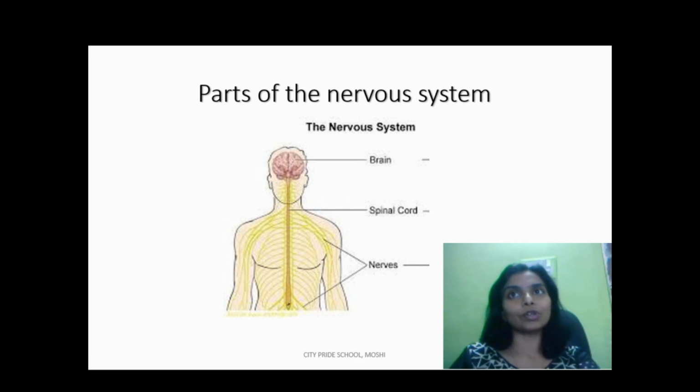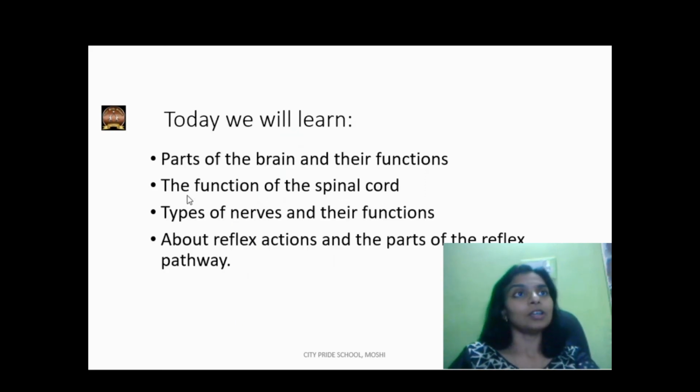Now let's see what we're going to learn in this video. So in this video you will learn about the different parts of the brain, which is a part of the nervous system, and the functions of the brain. And you'll also learn about the function of the spinal cord, about the types of nerves and their functions, and we will learn about reflex action. What reflex actions are, the parts or the components of the pathway of a reflex action will also be covered in this video.